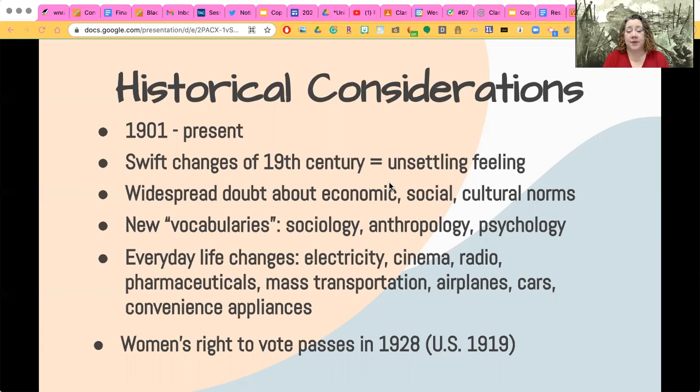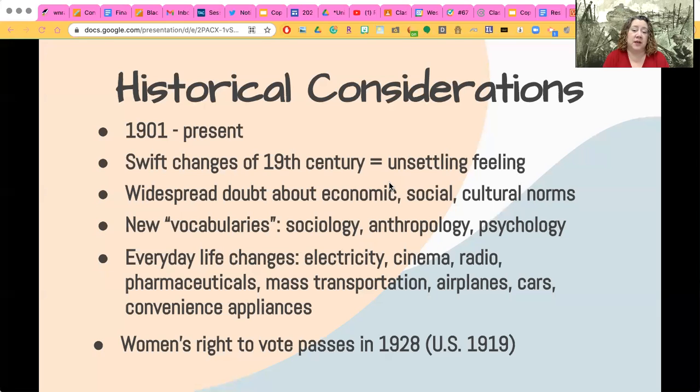There are some new vocabularies. This is where we start to see work in the areas of sociology, anthropology, and psychology. Before this time, those things didn't exist. So the 20th century is where we really see the science of looking into human qualities and human disorders and things like that start to come to the forefront.